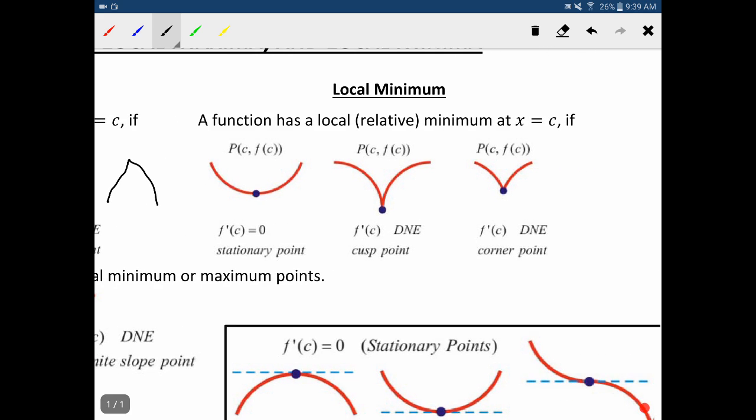And of course, a local minimum is exactly the same. It's just that it's turning the other way. So for instance, if we had an upside up parabola, that would give us a local minimum. Or we could have this cusp or the corner point, just sort of pointing down.